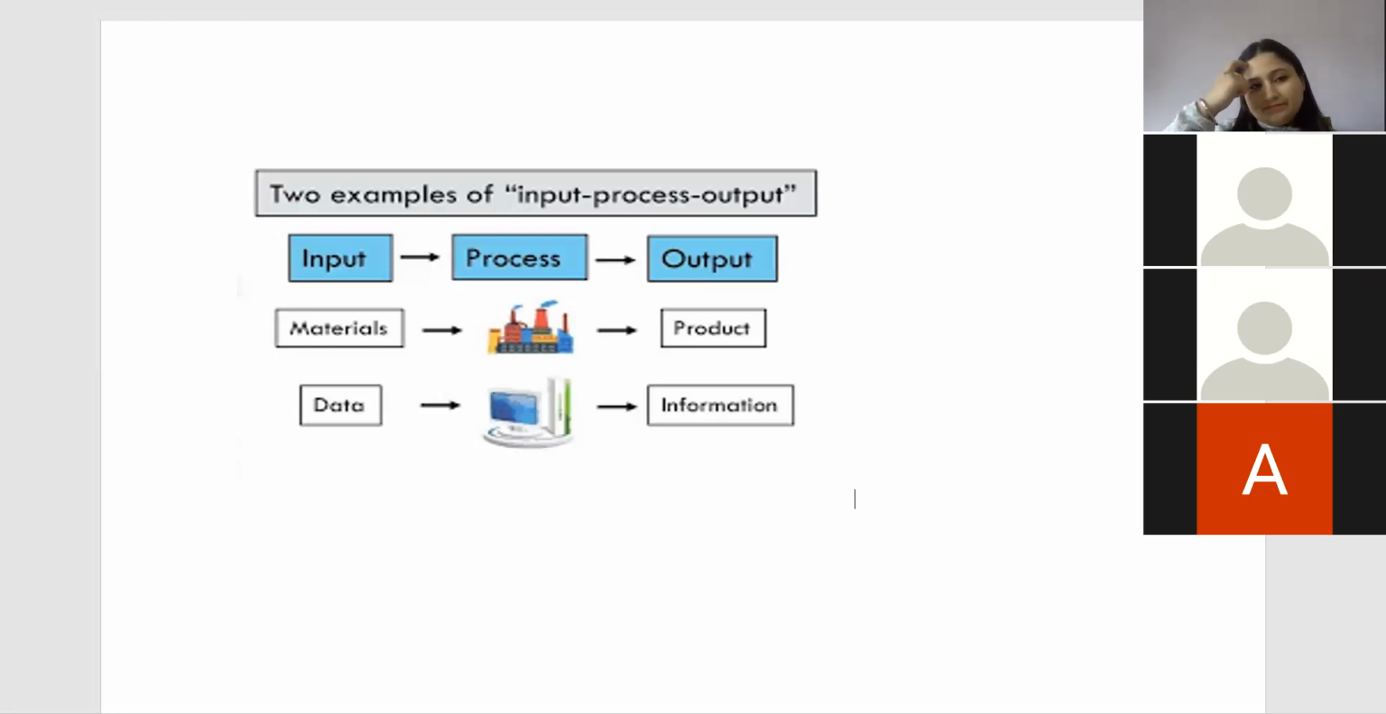There is an interesting image in front of me. Let me have a closer look at the given random picture. After having a closer look, I can see it gives information about two examples of input, process, output. It is a three-part sequence: input, process, and output. The first example is of materials, which are processed in the industries and then give the product as output. The second example is of data, which is given into the computer or any electronic device, and it gives information as output. Moreover, it is in different colors and shapes, I can see.